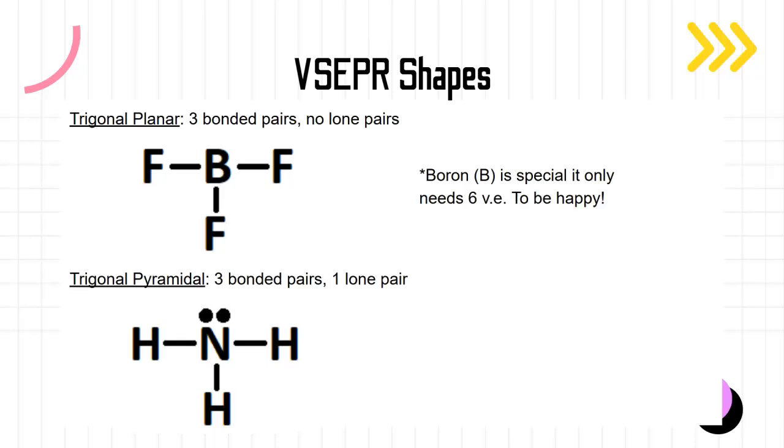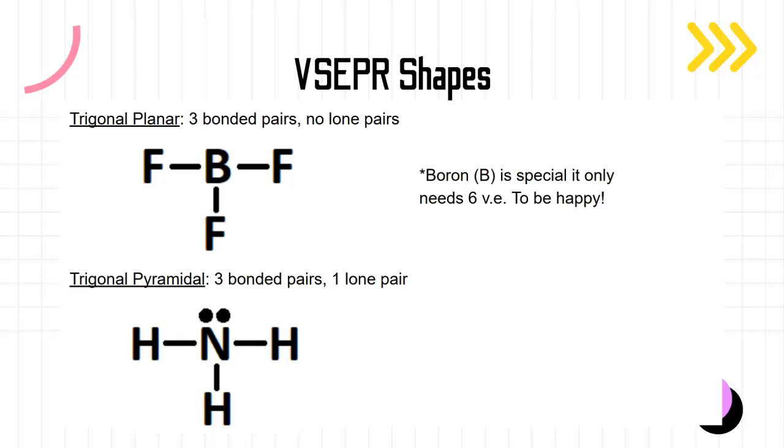If you have 3 bonded pairs, then you either have trigonal planar or trigonal pyramidal. Trigonal planar is when you have 3 bonded pairs and no lone pairs. It's easy to identify trigonal planar because it's always going to be boron in the center. That's because boron is special. Unlike most elements which need 8 valence electrons, boron is perfectly happy with 6. So boron is stable with 6 valence electrons, so it can form the trigonal planar shape.